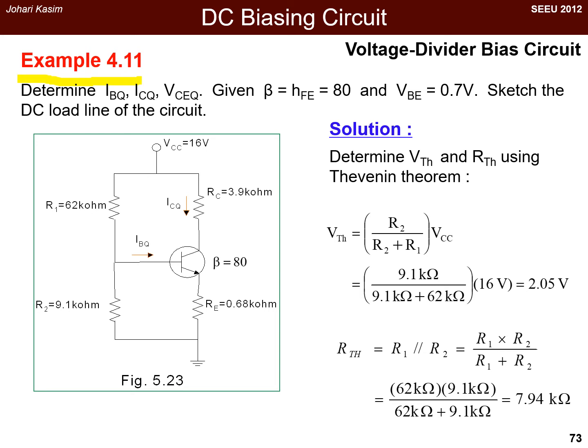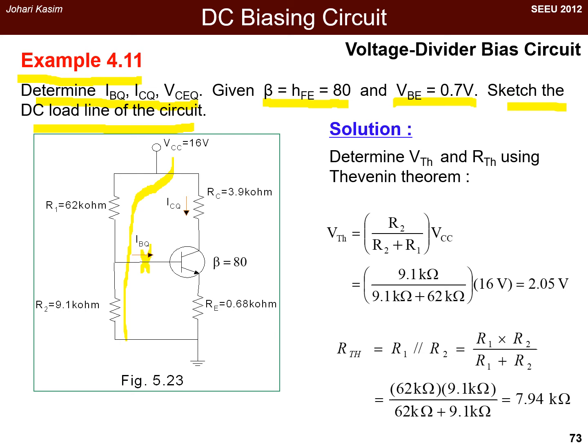Example 4.11. Determine the Q point of transistor BJT, that is IBQ, ICQ, and VCEQ. Given beta equal to HFE equal to 80 and VBE equal to 0.7 volt. Then sketch and label the DC load line of the circuit. Firstly, determine the Thevenin voltage and Thevenin resistance using the voltage divider circuit, that is VCC, R1 and R2, by opening the base point of transistor BJT.